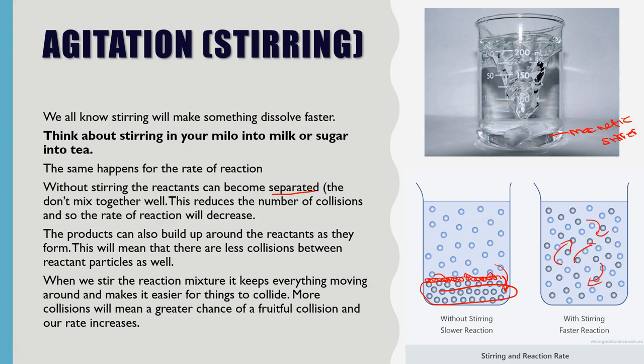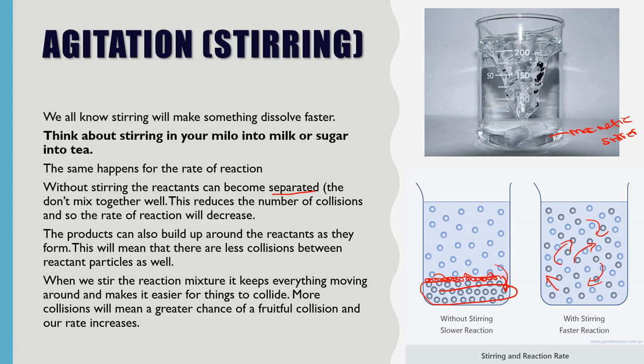So we don't get this settling, and the reactants are constantly moving around each other, which means we're going to increase the chance of collisions and we're going to see a faster reaction rate, because we will have a greater chance for successful collisions to occur. So that's stirring. It's a pretty easy one. It's just making sure that the reactants are able to constantly come into contact with each other, increasing the number of collisions.